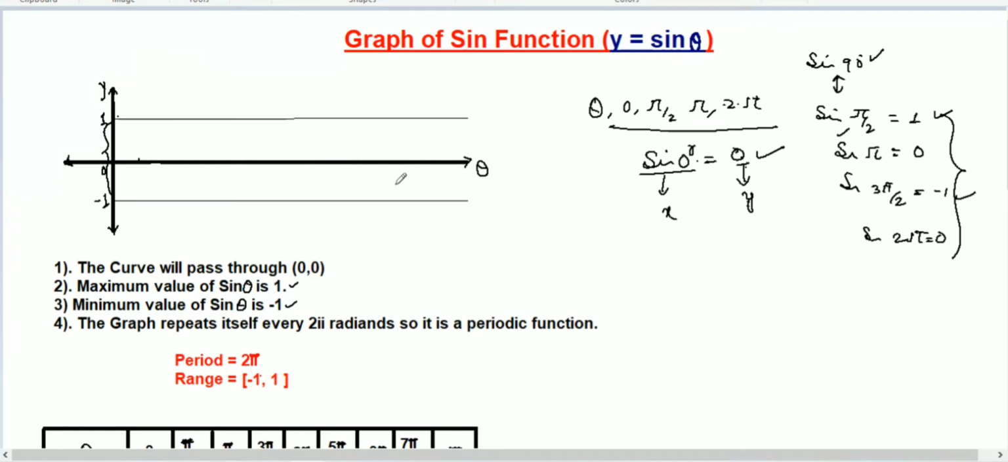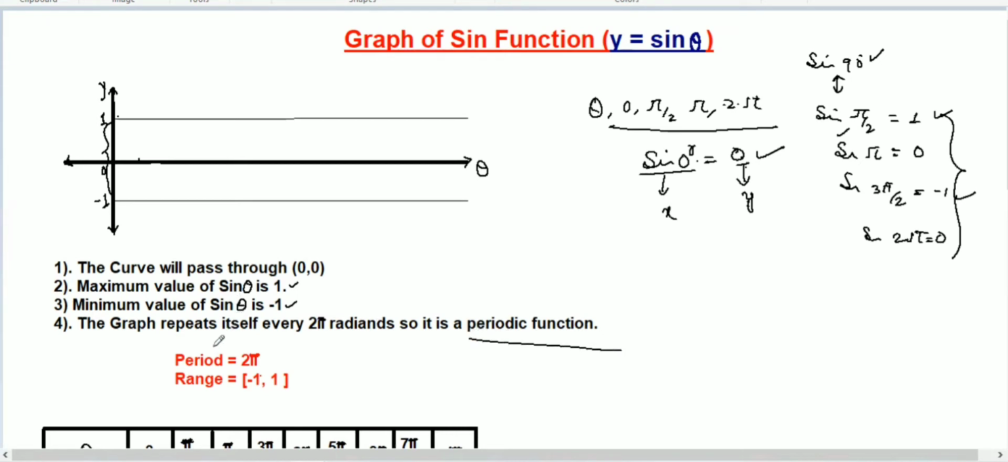So how to draw the sine graph? Let's check it here. The maximum value of sine theta is 1, the minimum value of sine theta is -1, and the graph repeats itself every 2 pi radians. So it is a periodic function.